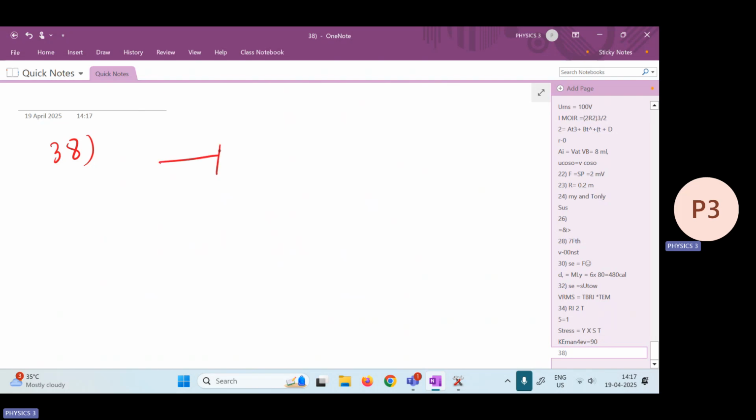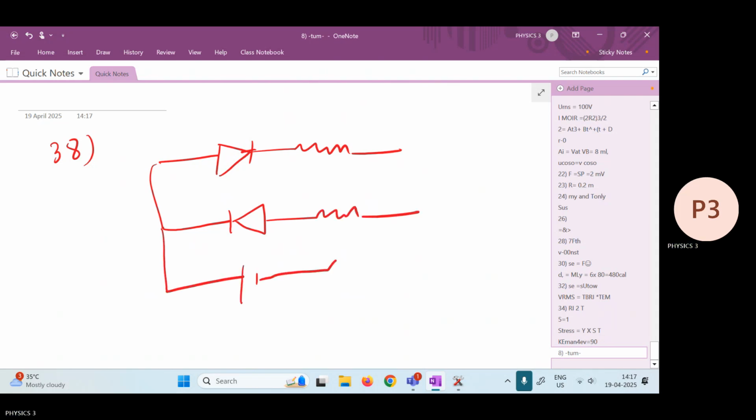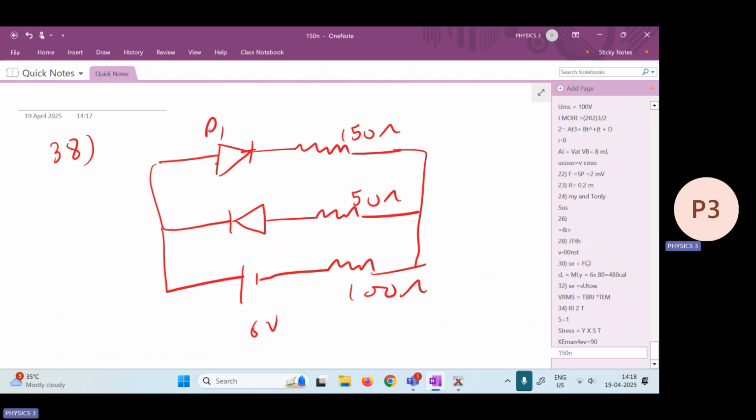So if we draw this circuit, the situation will be something like this. This is the situation we have been given. This is like 150 ohm. This is 50 ohm. And this is 100 ohm. This is 6 volt. And this is D1, this is D2. You can see the negative terminal of this is connected with the positive terminal. So they both are in reverse bias. So current will not flow through this branch. As this is connected in forward bias, current will flow only through this branch.